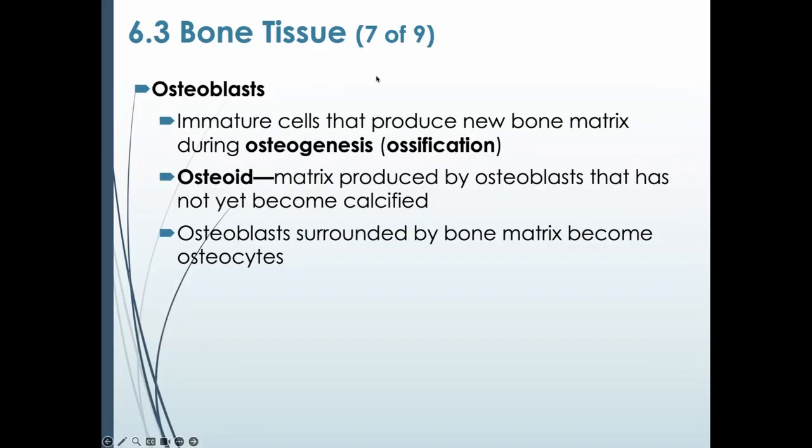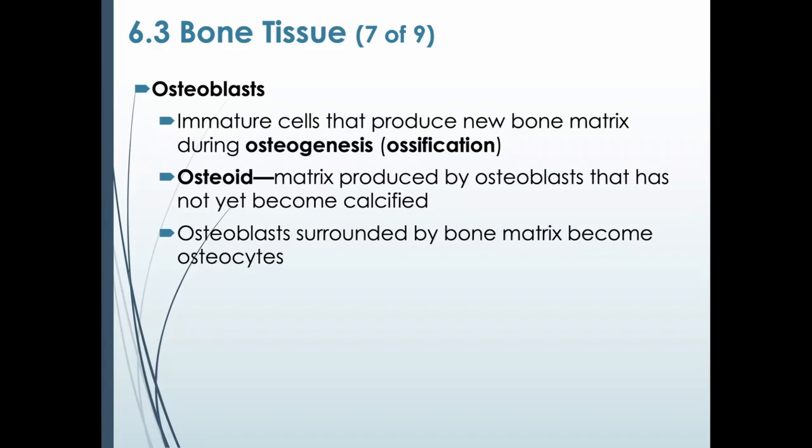Your osteoblasts, we talked about those. They're going to be immature. They produce new bone matrix during osteogenesis. Bone making, genesis, right? Another word you're going to hear for that is ossification. Be familiar with both of those words. Osteogenesis and ossification. So when the matrix is produced by those osteoblasts but hasn't been calcified yet, that's going to be termed osteoid. Anytime you have oid on something, it usually means it's not a full-blown whatever it needs to be.